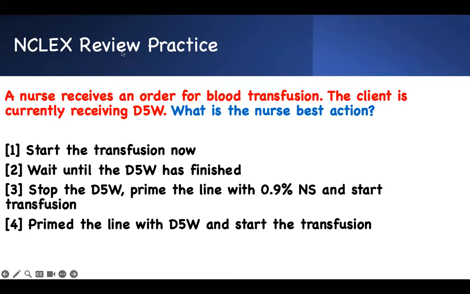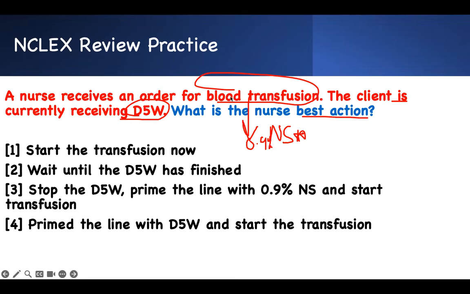Number 3. What is the next best action? A nurse receives an order for a blood transfusion. The client is currently receiving D5W. This is a content question where you got to bring out underlying keywords: blood transfusion, best action, and D5W. The examiner is not going to give you everything. You have to know your content that blood transfusion is only with normal saline, 0.9%.